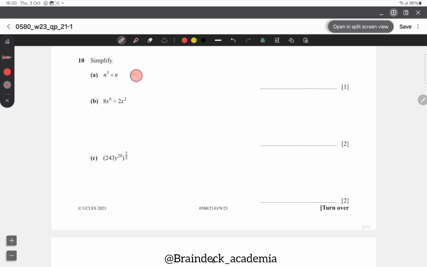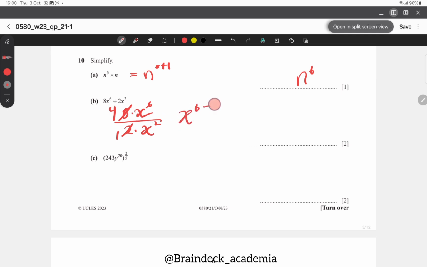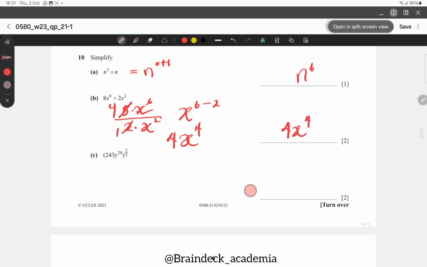All right, we should simplify this. This is just index. This is n raised to 5 plus 1, and that is n raised to power 6. This is the same thing as 8 times x raised to power 6 divided by 2 times x raised to power 2. 2 here 1, 2 here 4. This will now be x raised to the power 6. Division means minus 2. So that will be 4 divided by 1 is 4 times x raised to the power 4. That's the answer: 4x raised to the power 4.